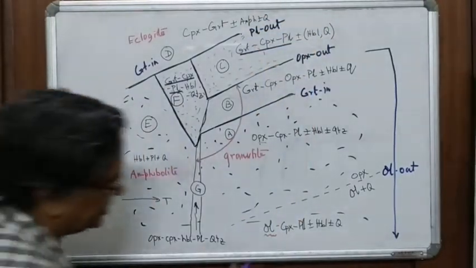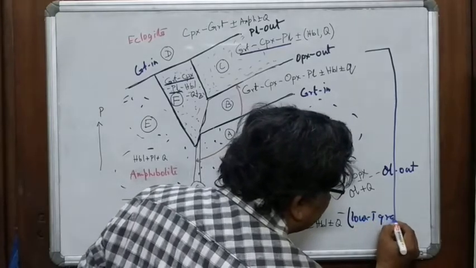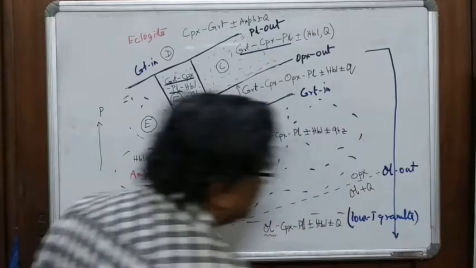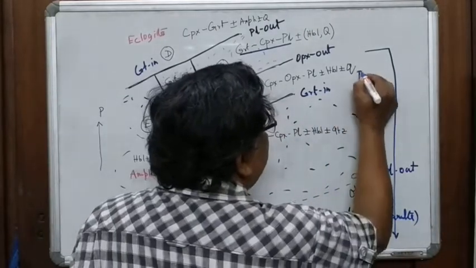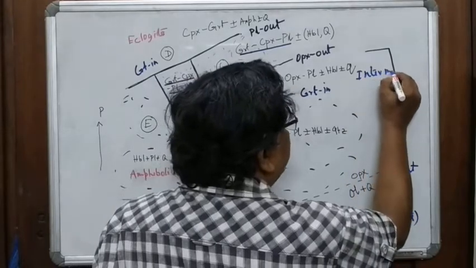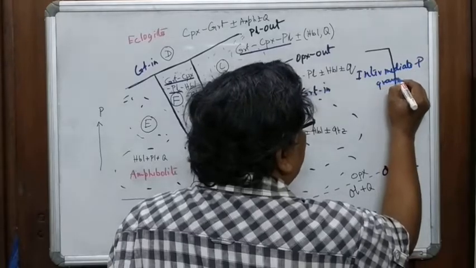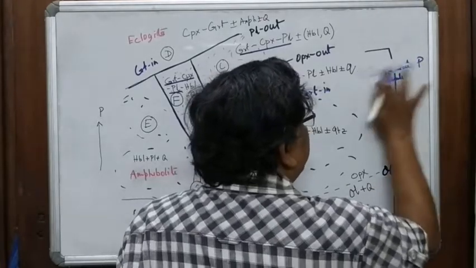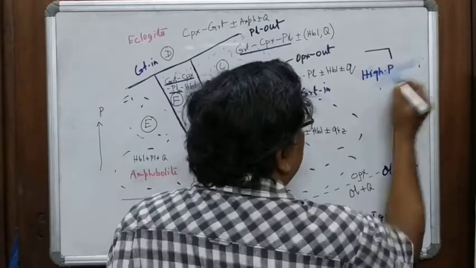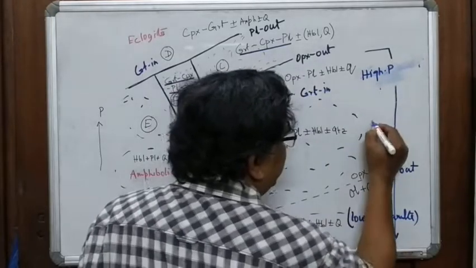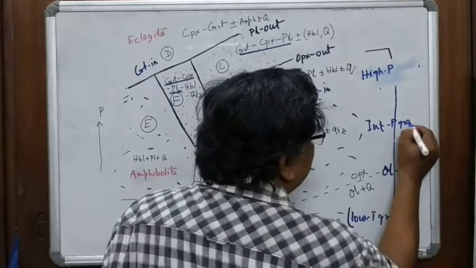People call this low temperature granulites, which is orthopyroxene bearing granulites. This is called intermediate pressure, where you get garnets, you call it intermediate pressure granulites. Or some people even refer to it, I think, this is called high pressure granulites. And this part below the garnet-in is called intermediate pressure granulites.